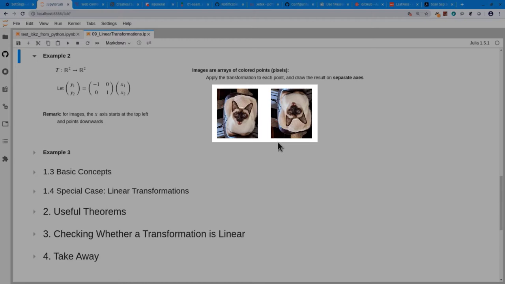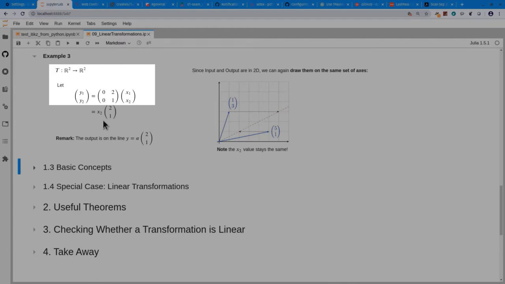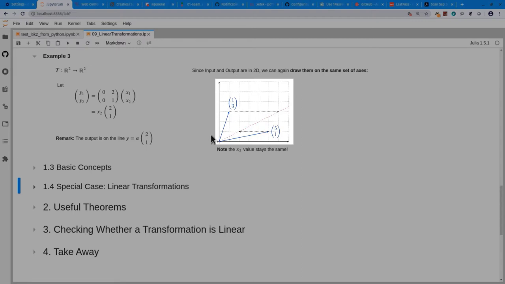Here we use two different sets of axes. The domain of our function, the x1 and x2 values, are on my first set of axes, this cat right side up. The output of my function, the codomain, is again a two-dimensional space, and this time around the range is my cat turned upside down. My third example is going to illustrate some concepts that we will discuss next. My matrix transformation is the matrix [0, 2; 0, 1] applied to a vector x. When I compute the output of that transformation, I get x2 times the constant vector (2, 1). And so my output is going to be on the line y equal to alpha times (2, 1), the red line in my graphical representation on the right hand side. So the geometric interpretation of what this matrix does is that it projects onto that red line, keeping the y value constant.